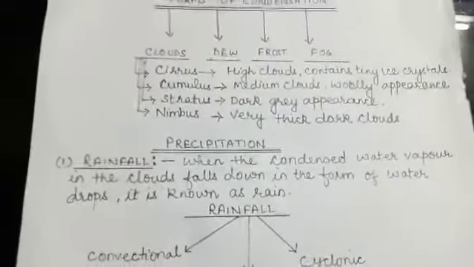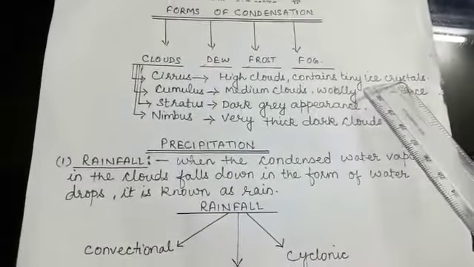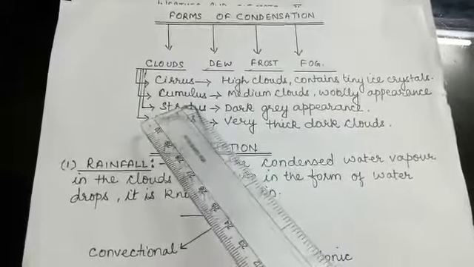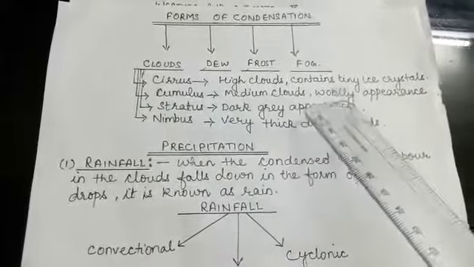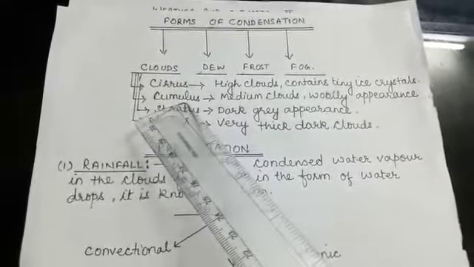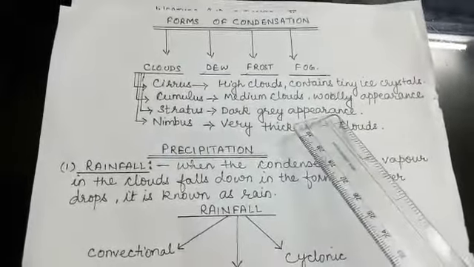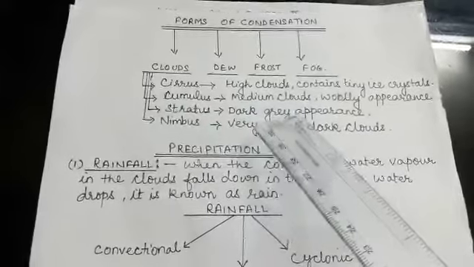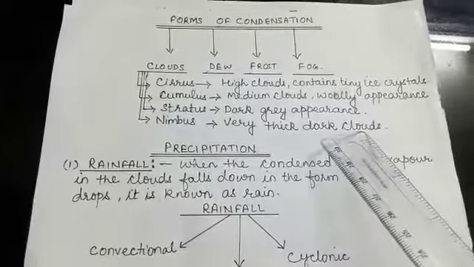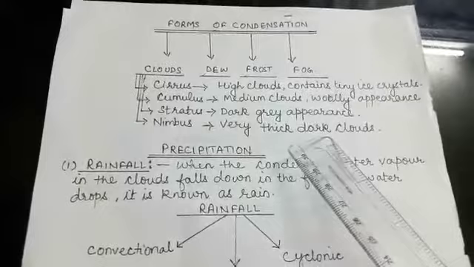Cirrus clouds are high clouds. They contain tiny ice crystals. They are basically dry and rainless. Cumulus are medium clouds. They are woolly in appearance. These clouds cause heavy showers. Stratus clouds are dark gray in appearance. These clouds cause drizzles. Nimbus are very thick dark clouds. They bring continuous rain and snow.